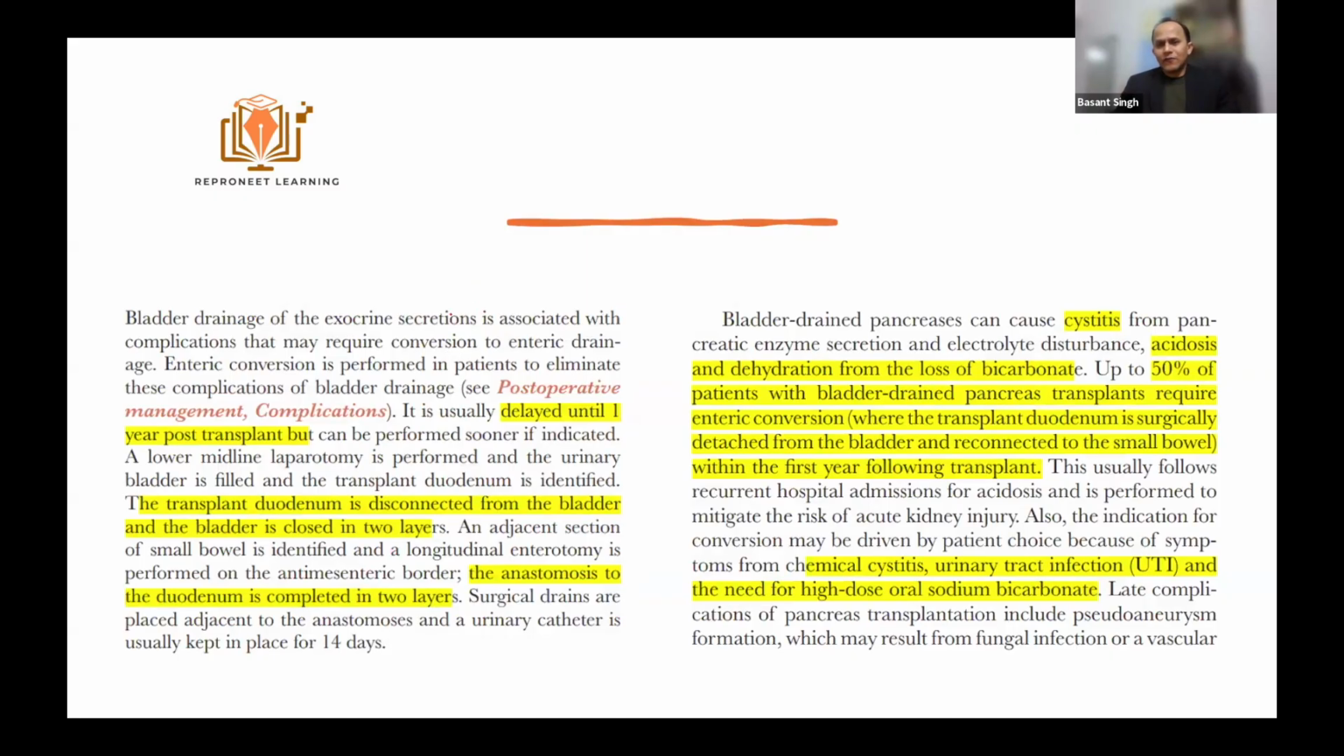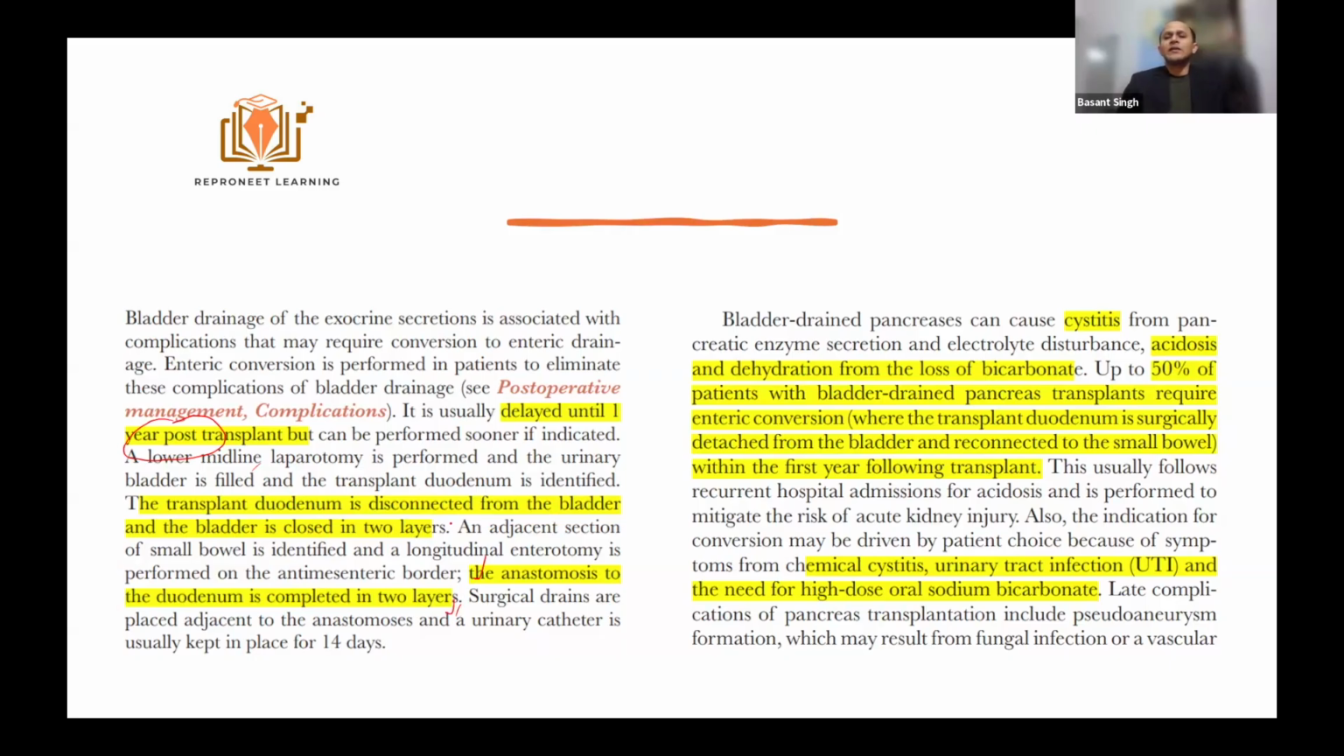About the timing of your drainage, if you read Bailey and Love, they have written that it is usually delayed until one year post transplantation. Okay, so if the patient is not tolerating bladder drainage, what they do is they again do a laparotomy, the duodenum is disconnected from the bladder and the bladder is closed in two layers, and any adjacent section of the small bowel is identified and the anastomosis is done with the duodenum.